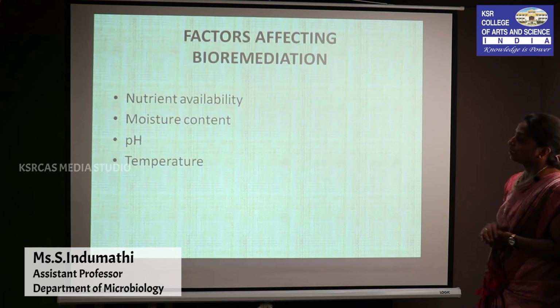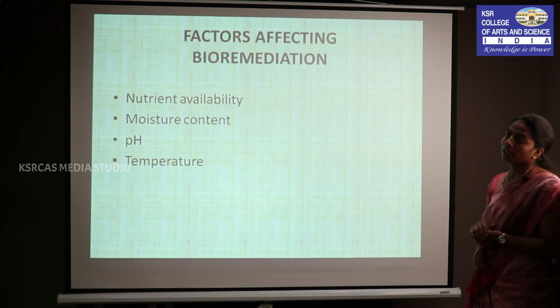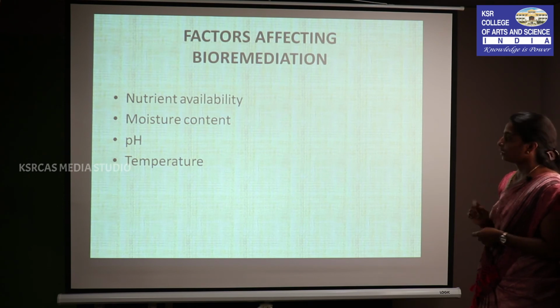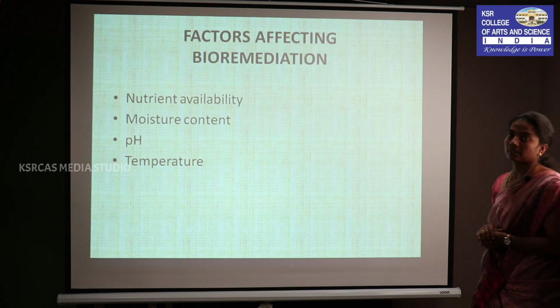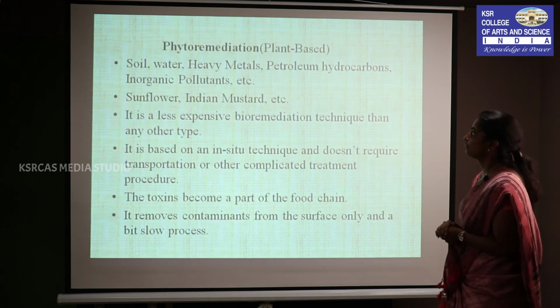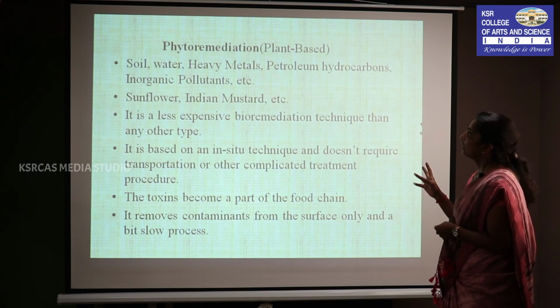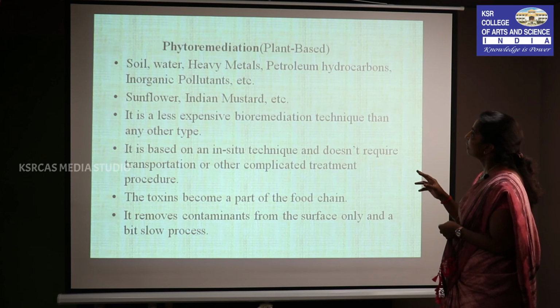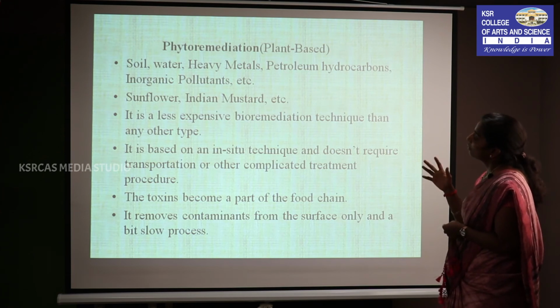Coming to temperature, most of the bioremediation process takes place by mesophiles, and the optimum temperature range is 25 to 45 degrees Celsius. And next one is phytoremediation. Phyto, the name shows plant based. Here the soil, water, heavy metals, petroleum hydrocarbons and inorganic pollutants are degraded by the plants.